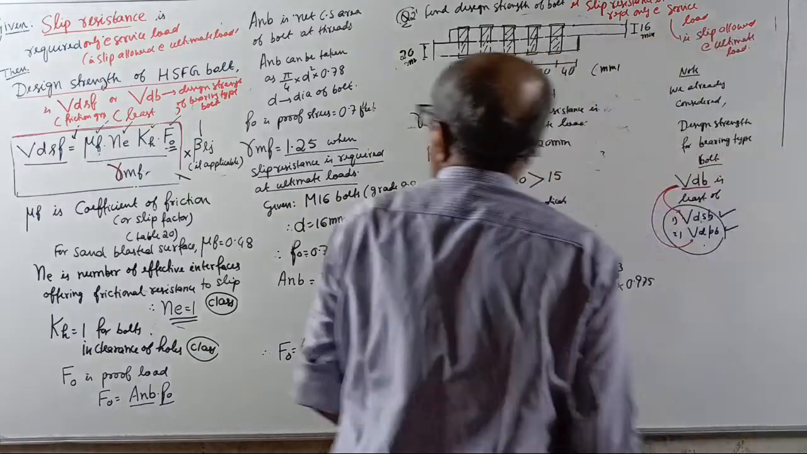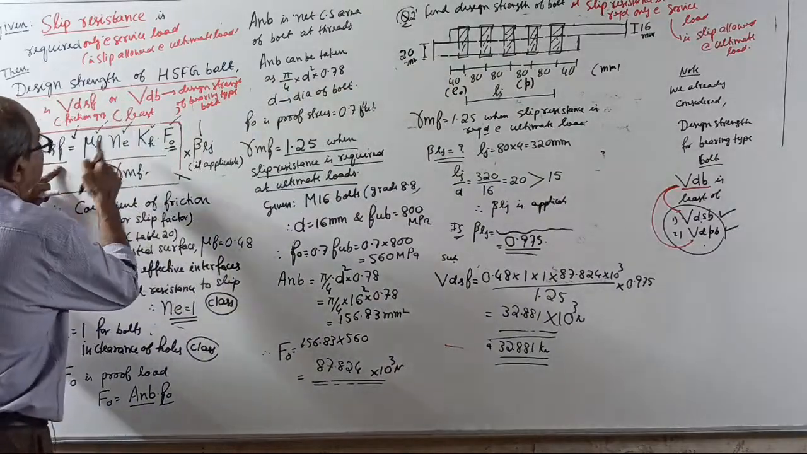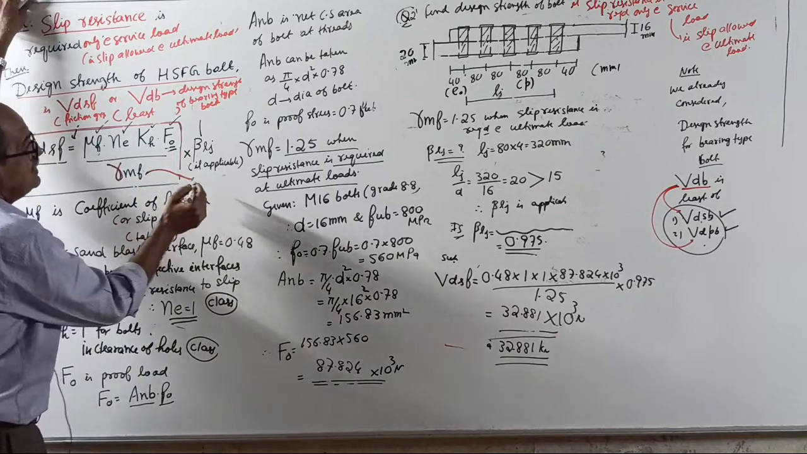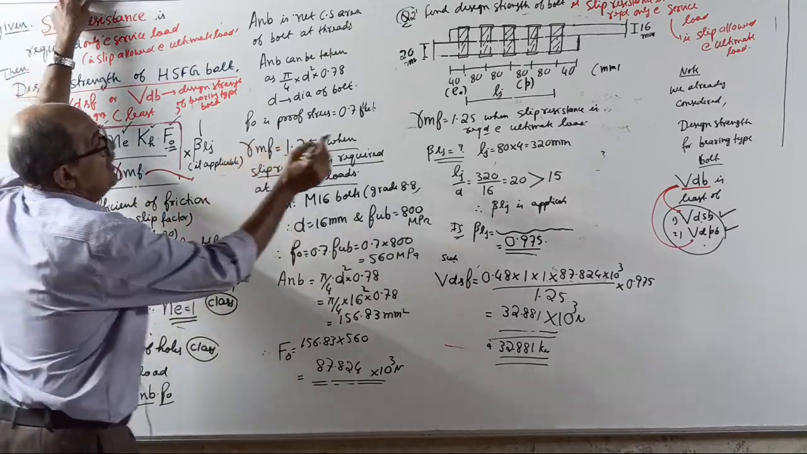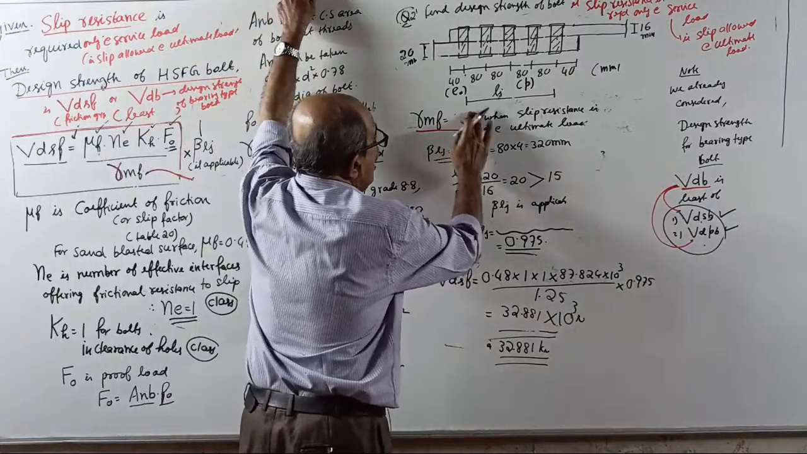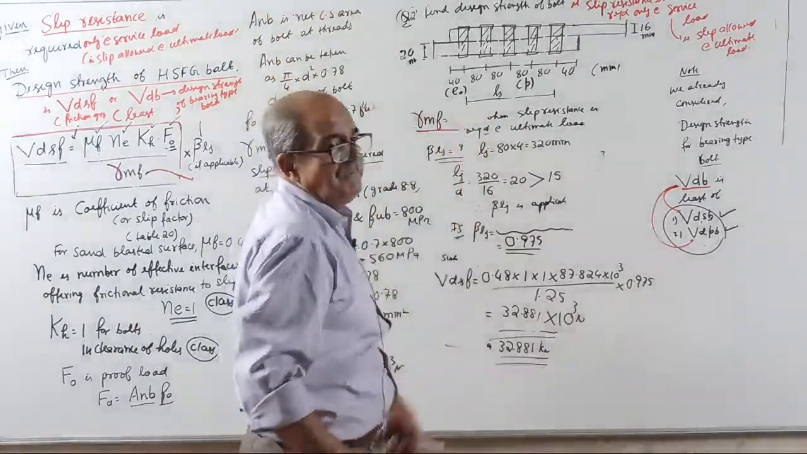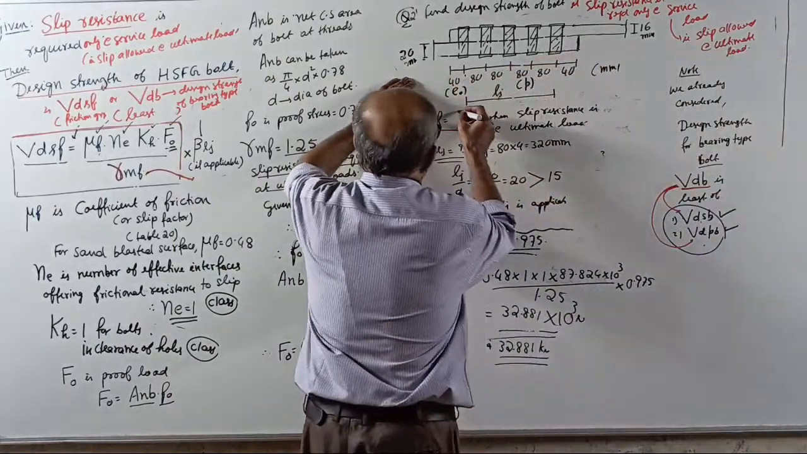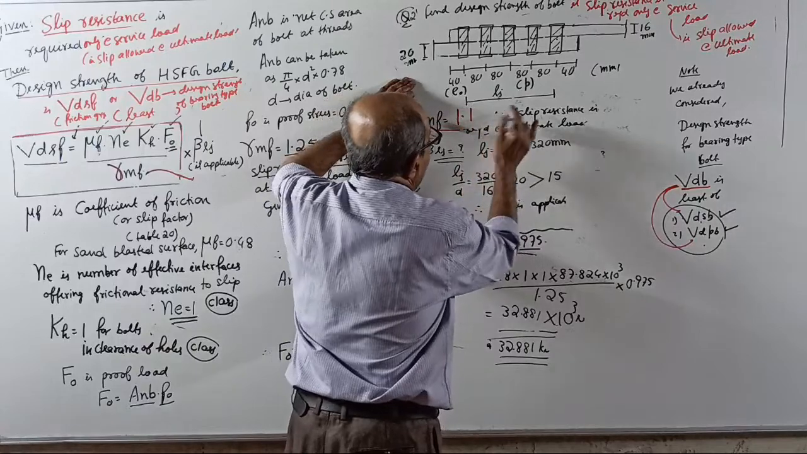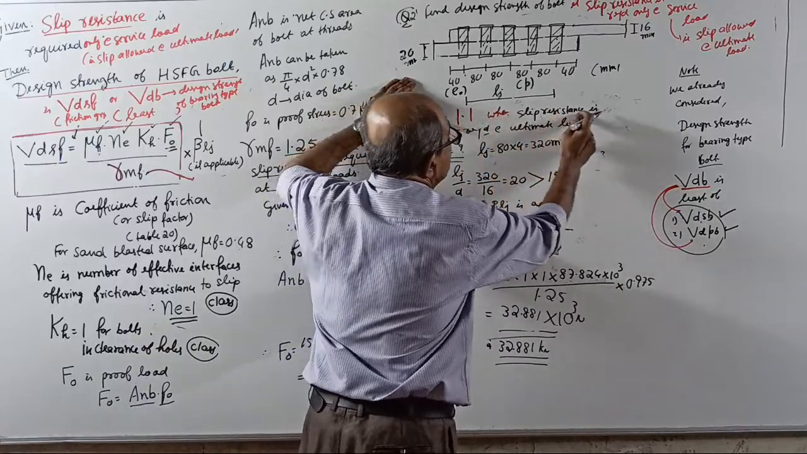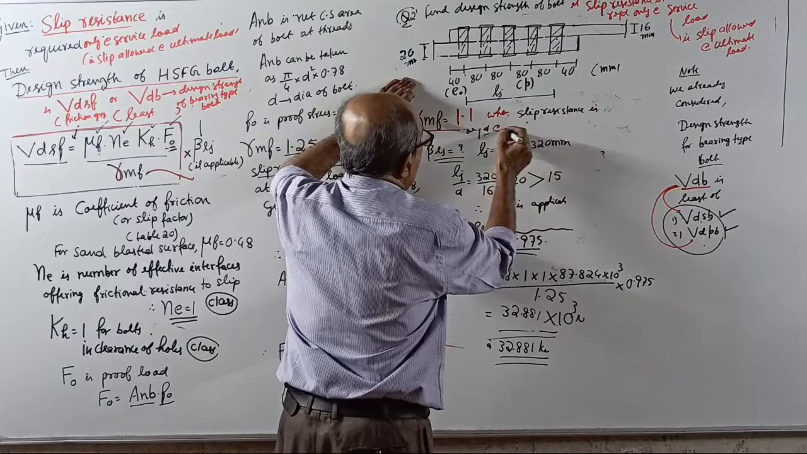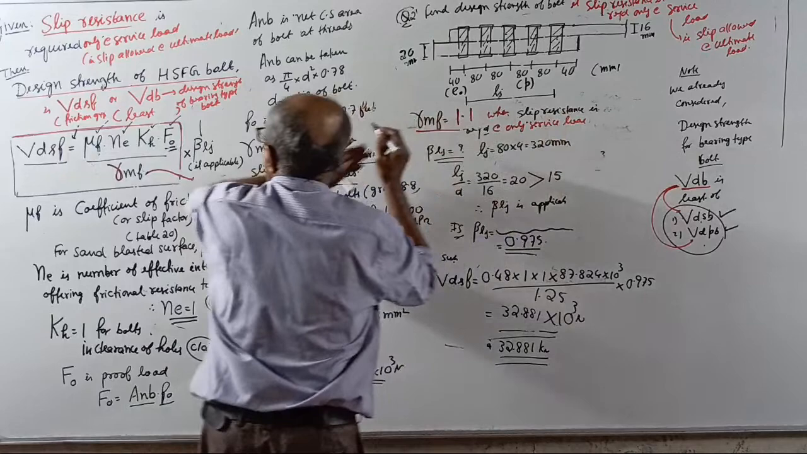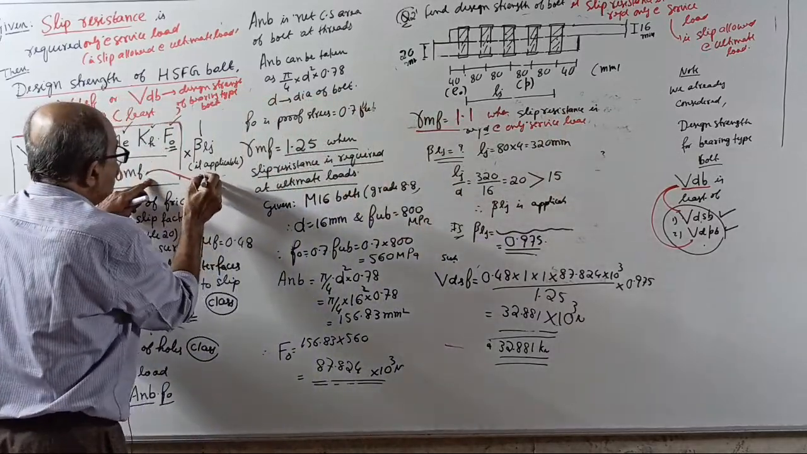Okay. Then VDSF is the same formula, but what is gamma MF? Gamma MF is not 1.25 now. Gamma MF equals 1.1 when slip resistance is required only at service load. So therefore, this 1.25 will become 1.1.